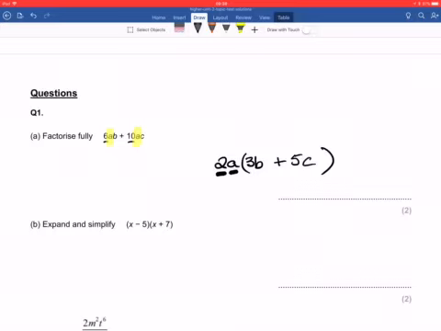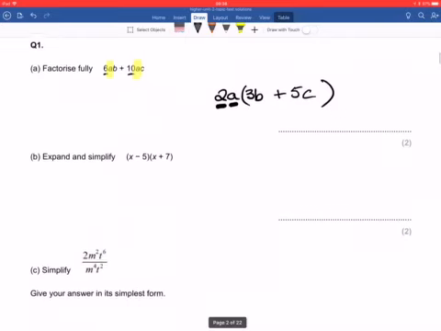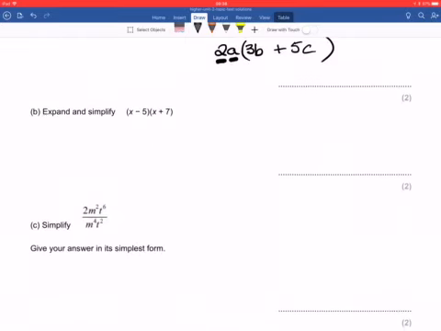Right, expand and simplify. The most common mistake here is most people just do the first 2 things and the last 2 things. But you remember you've got 4 different elements that you need to look at, so you should start off with having 4 different things.